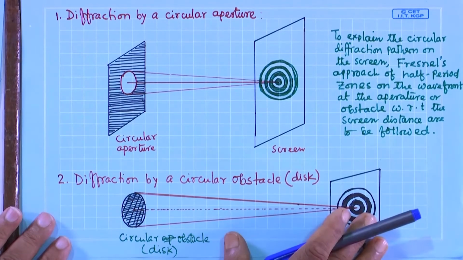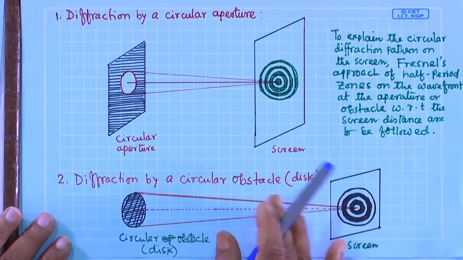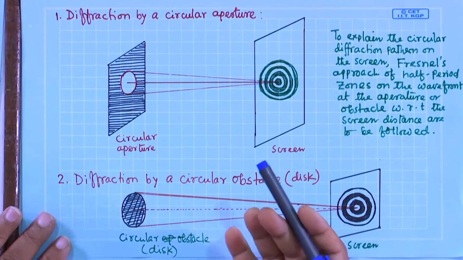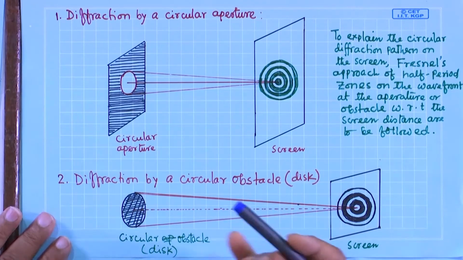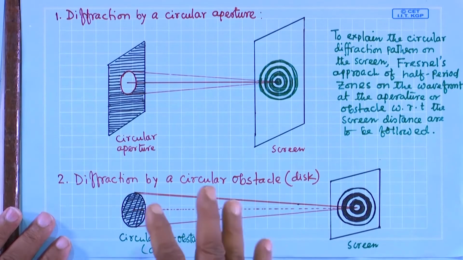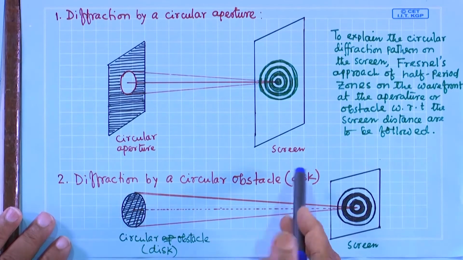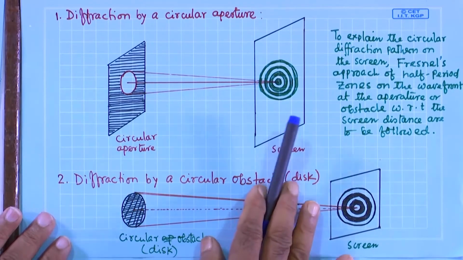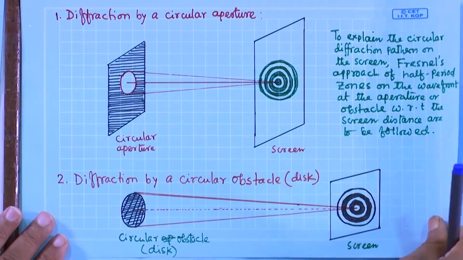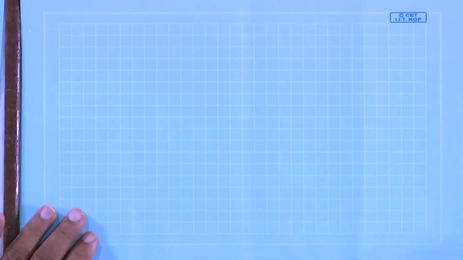How does it happen? To understand that, Fresnel himself constructed Fresnel's half period zones, because using this concept we can explain the Fresnel diffraction pattern. Let me discuss what Fresnel half period zones are.